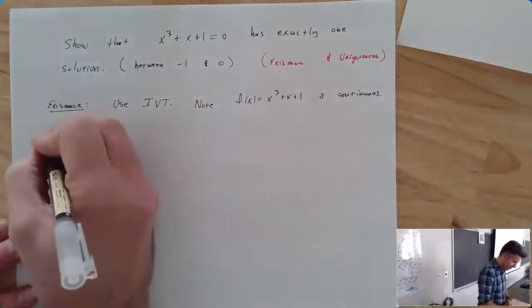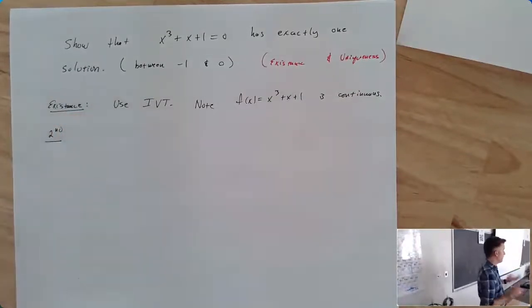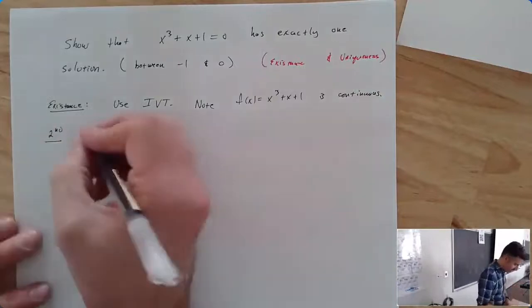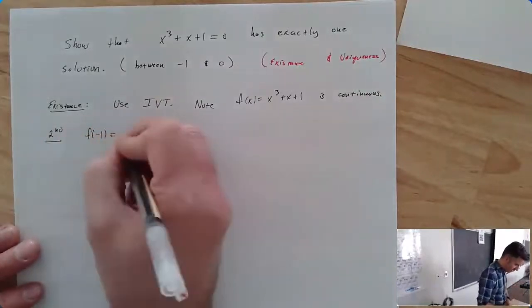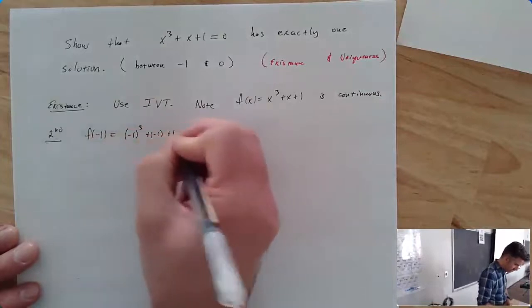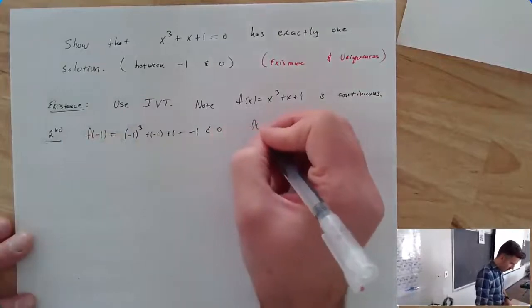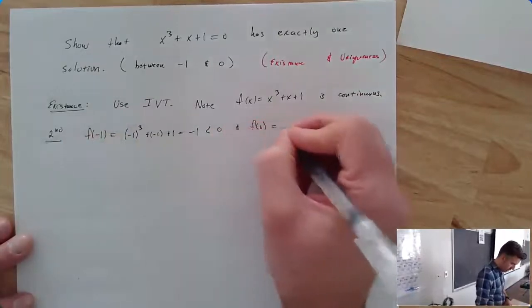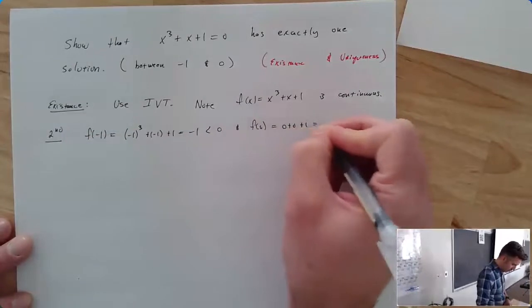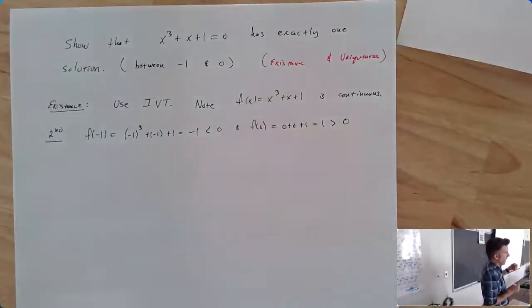Secondly, it goes from a negative to a positive value. If you plug in -1, f of -1 is -1 cubed plus -1 plus 1, which is just -1, which is negative. And f of 0 is 0 plus 0 plus 1, which is 1, which is positive. And if your function is continuous and it goes from a negative value to a positive value, it had to have gone through 0.